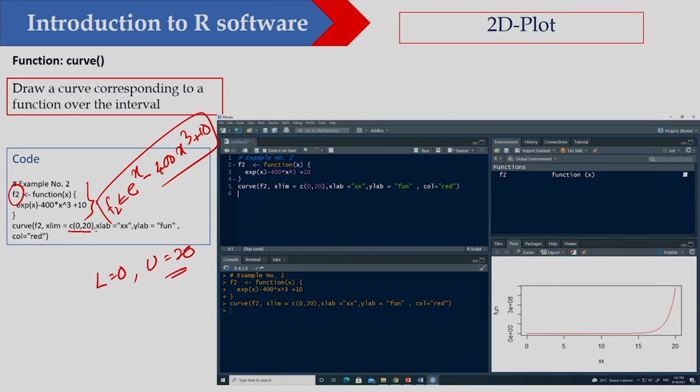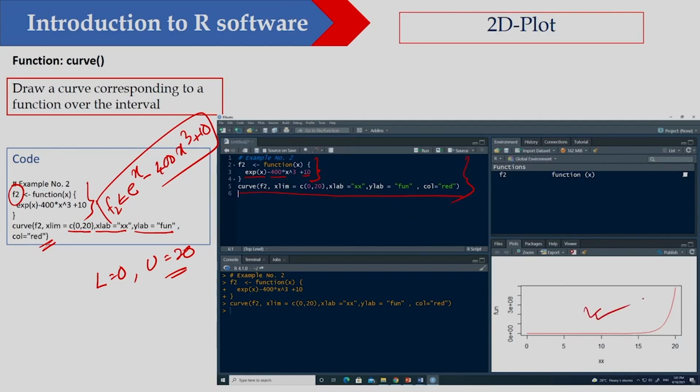And I can also put a label: the x label is xx and the y label is fun, okay. This is the function, and the color is red here. So, you just see I have defined this function. I am defining f2 equal to function, and this is a single variable function, we have only x, and this is exp x minus 400 x cube plus 10, and after that I am plotting this function using the curve function. So, this is quite easy.